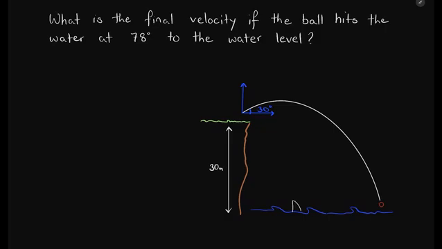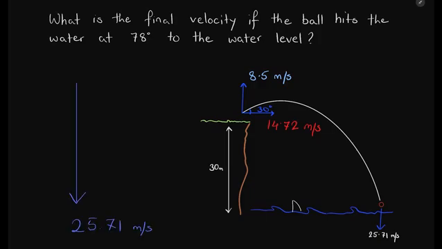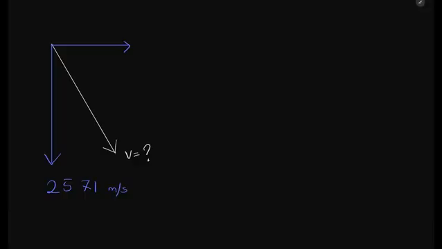Here, they did not ask for the horizontal or the vertical velocity. They are asking for just the velocity. That means you have to find the actual velocity. Let's say the vertical velocity at the end is 25.71 meters per second. We can use this information and put it in a diagram. In the diagram, you can see the white arrow is the unresolved velocity. We need to find this velocity, not the horizontal, not the vertical.